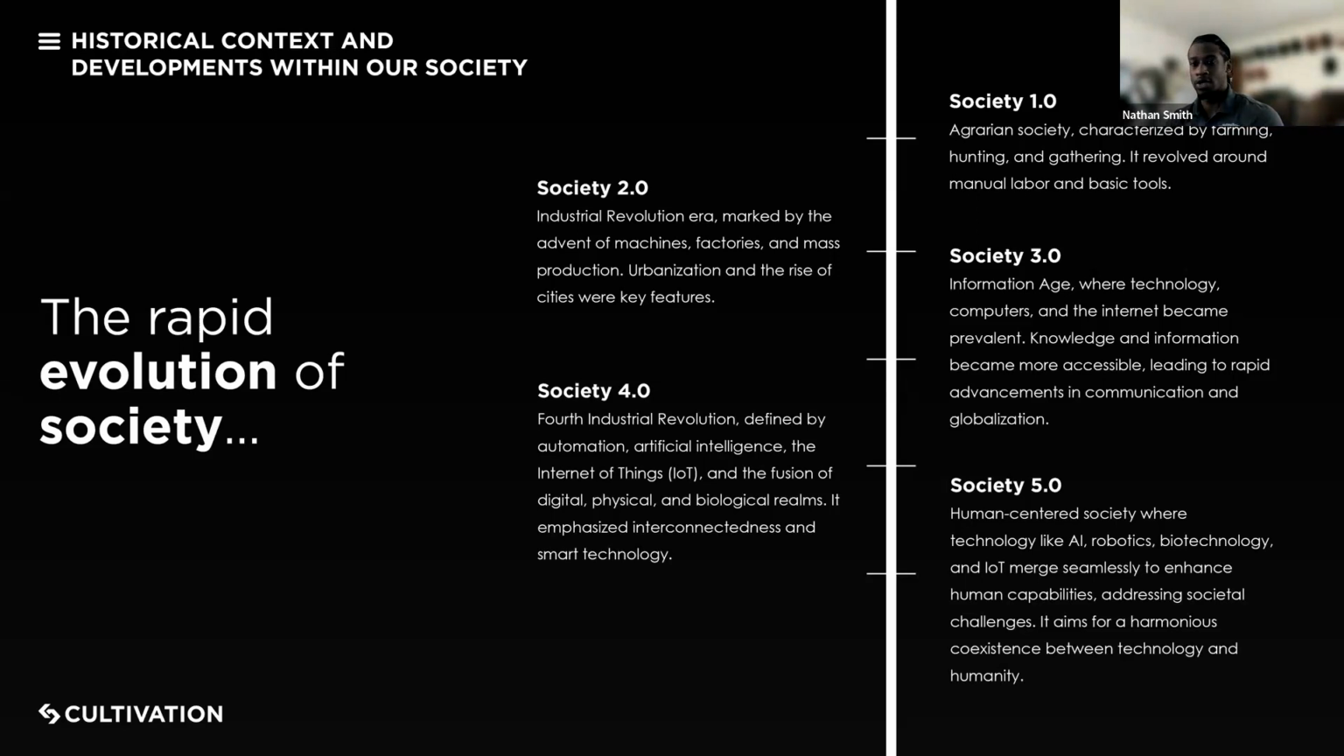Society 4.0 is what we're currently in today, but we're transitioning out of. That's where you have automation, artificial intelligence, the Internet of Things, and all of these different complex technologies that I'm sure you've been hearing of. And now we're merging into Society 5.0, where we're trying to find a harmonious coexistence between technology and humanity. We have AI, robotics, biotechnology, the Internet of Things.